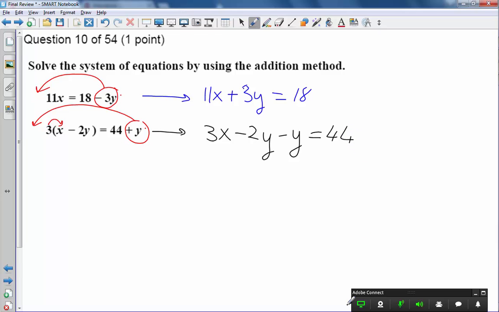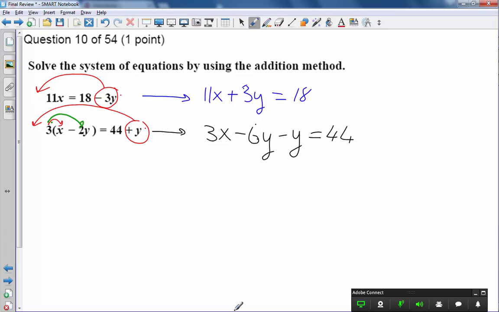Right. When you multiply a number with a parenthesis, it's not just the first guy you multiply, you must distribute to each and every term. So this is a mistake. It shouldn't be 2y. It should actually be 3 times minus 2, 3 times 2, 6.